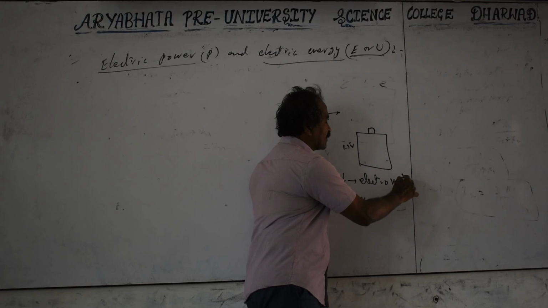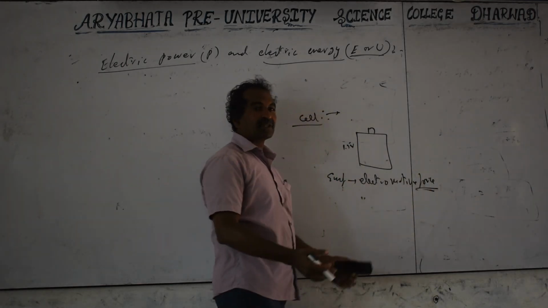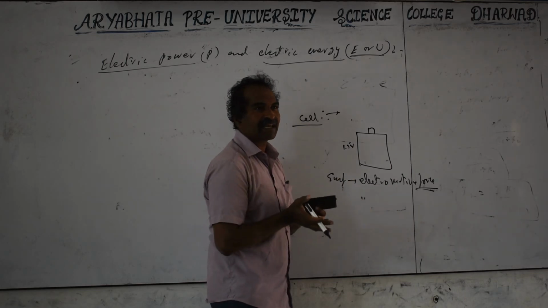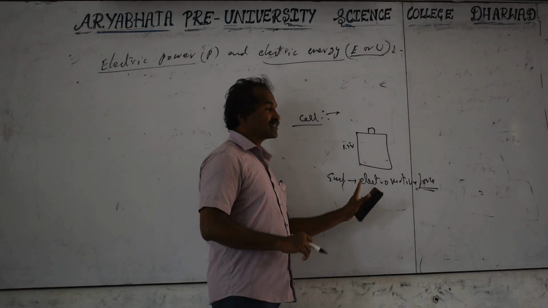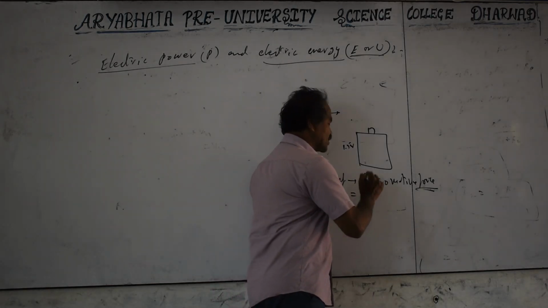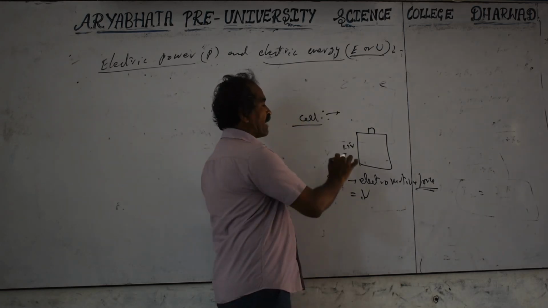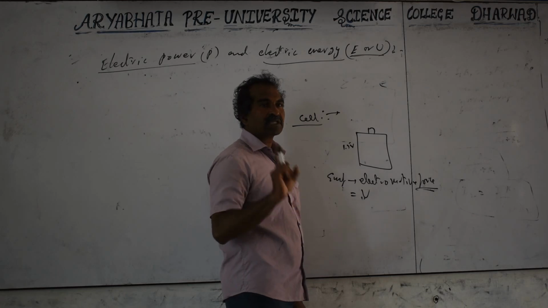Electromotive force is not a force. Its name is force, but it is not a force. It is something which pushes the electrons to move, like forcing the electrons to move. So the name was first taken as electromotive force, but it is nothing but a voltage, a potential difference. It is the maximum voltage a cell can provide across its two terminals. Every cell has two terminals, plus and minus.